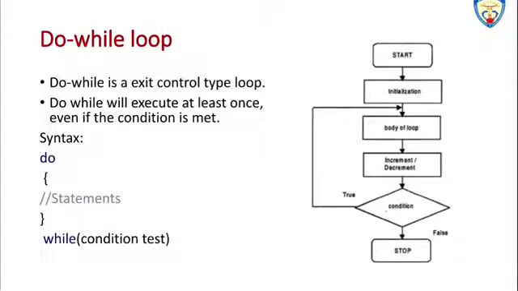The syntax is simply: do is a keyword here, then the statements, whatever operations you want to perform, and then the condition test, where while is again the keyword. So do while first does the execution of the statement. Whether the condition is true or false, it will execute at least once. At least one time the execution of the statement will take place before the condition check.